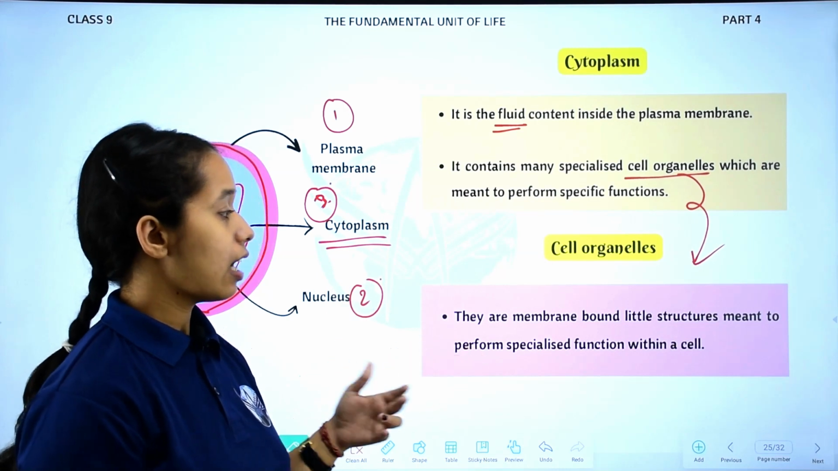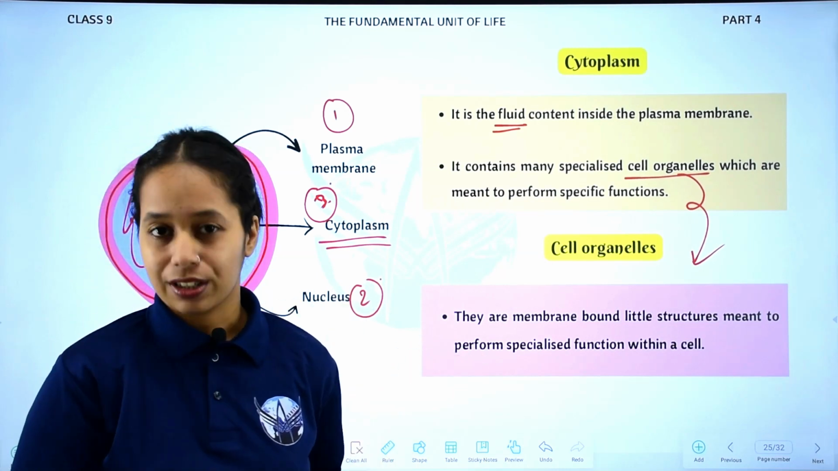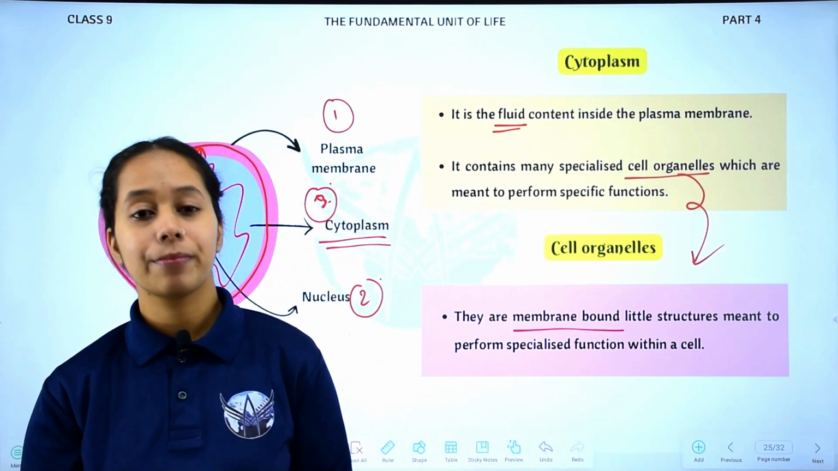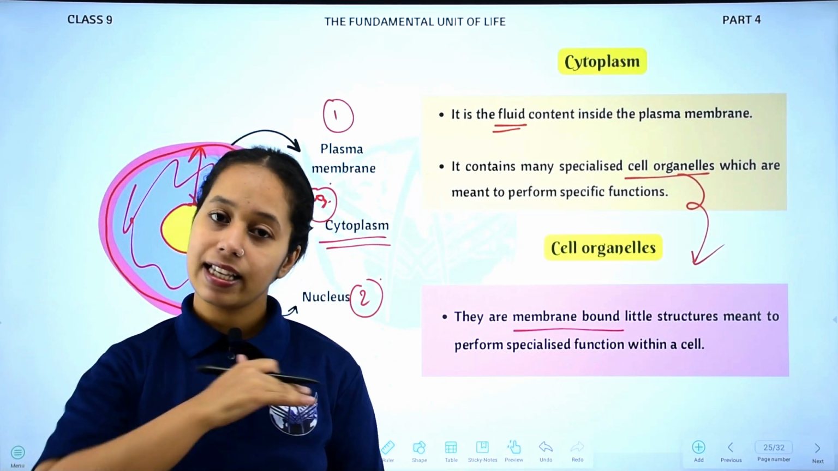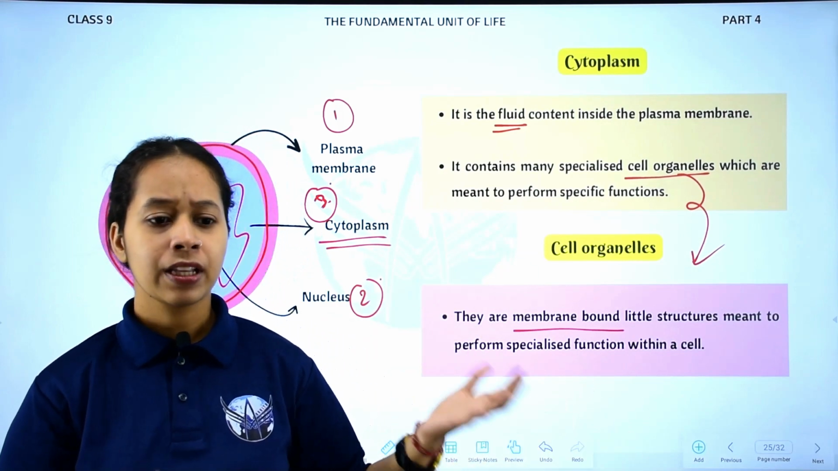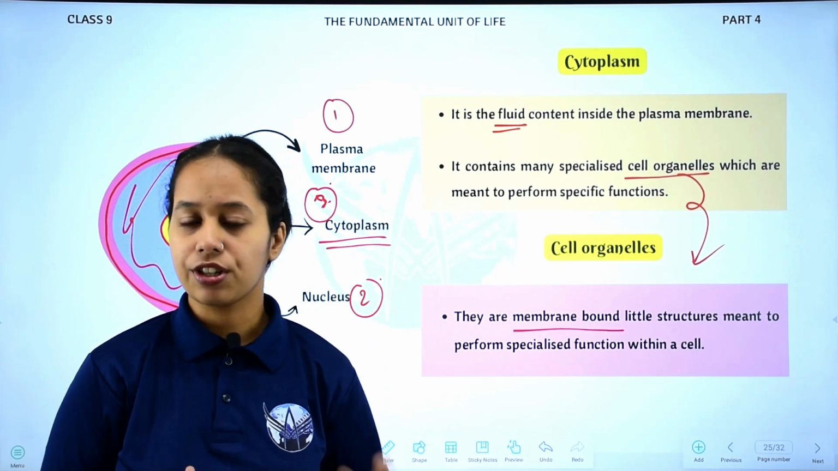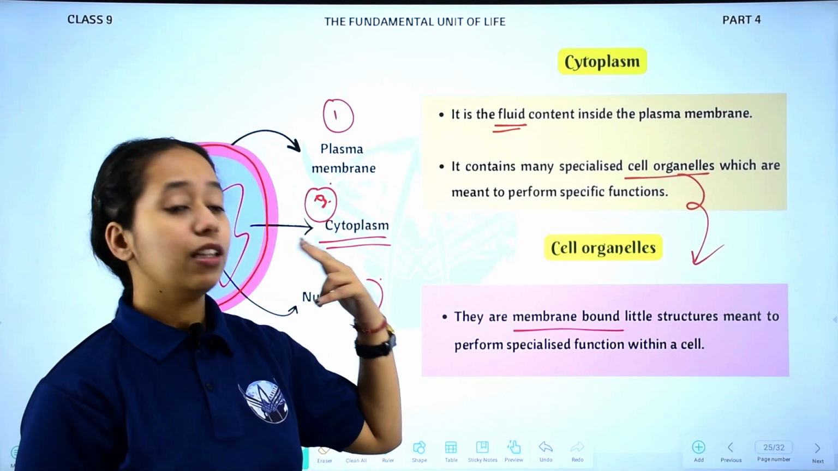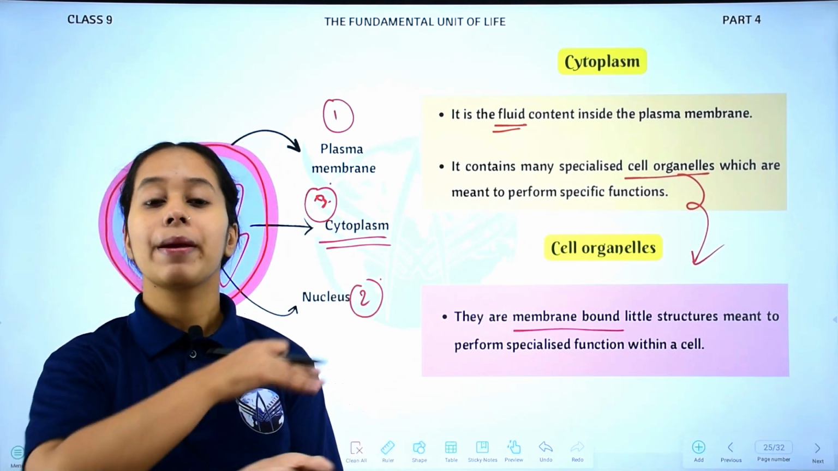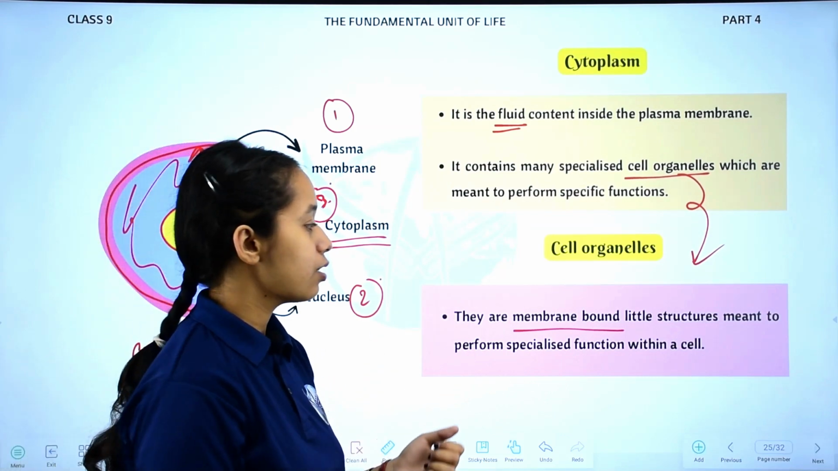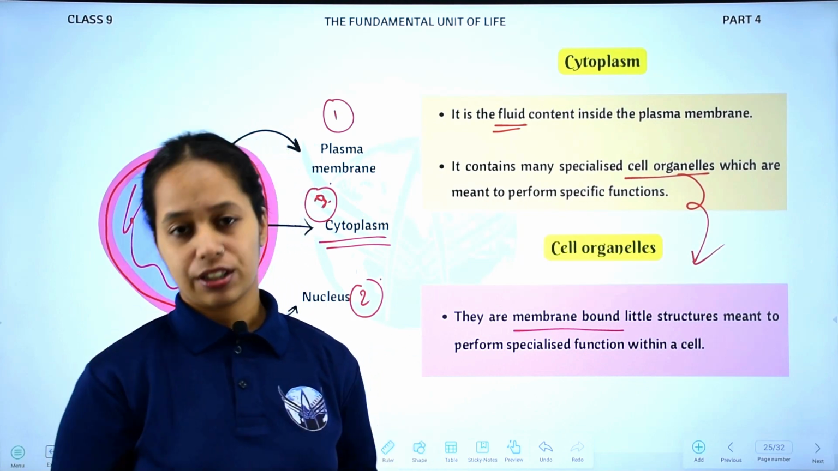If we need to study in more detail about these cell organelles, then we can say that these cell organelles are membrane bound little structures. They are membrane bound, meaning they have a membrane. Just like a cell has a protective membrane, which is the cell membrane or the plasma membrane, a nucleus has a protective membrane, which is the nuclear membrane. Similarly, cell organelles also have a membrane surrounding them. So that is why we call the cell organelles membrane bound little structures.